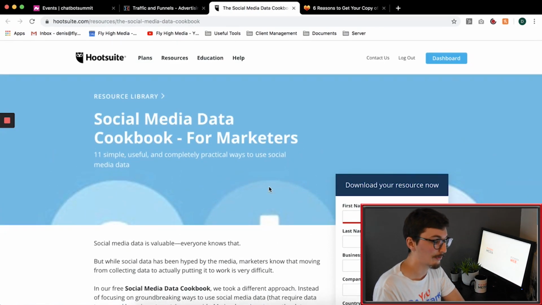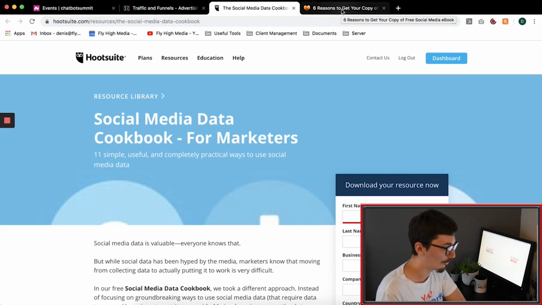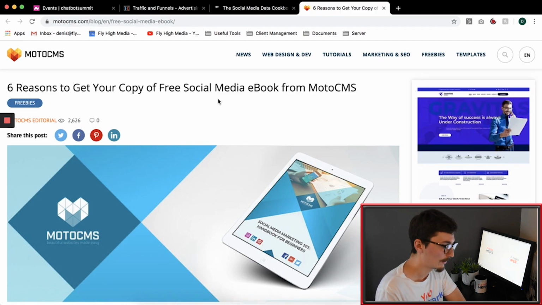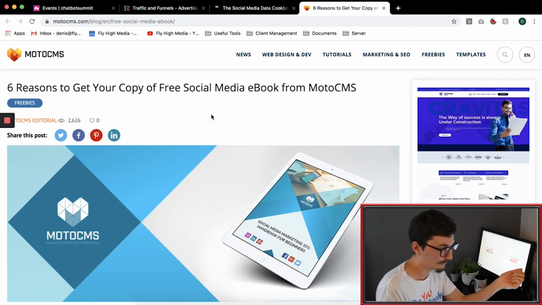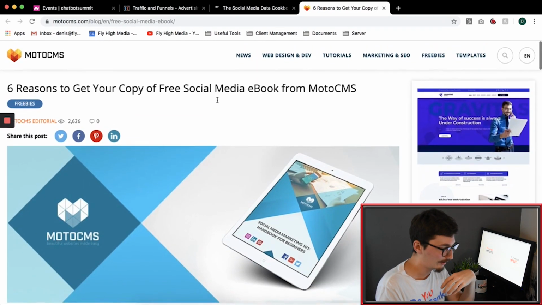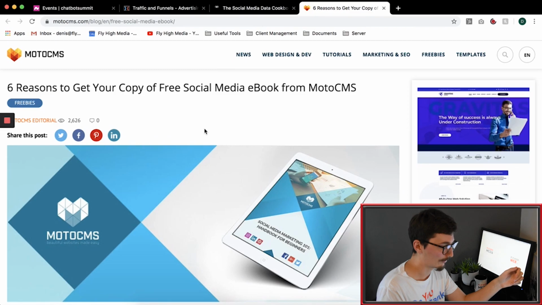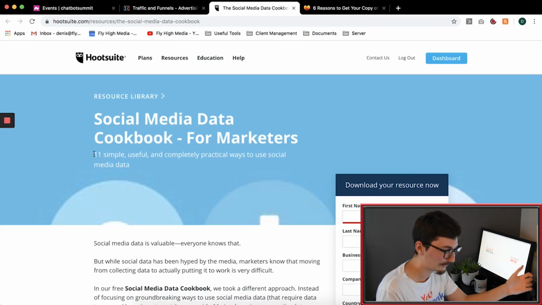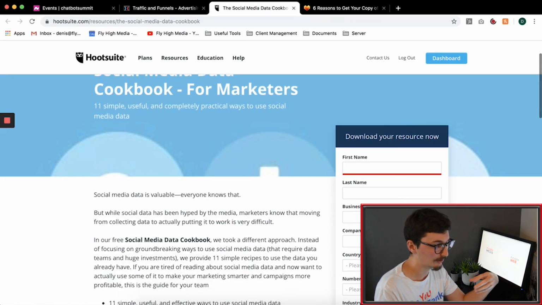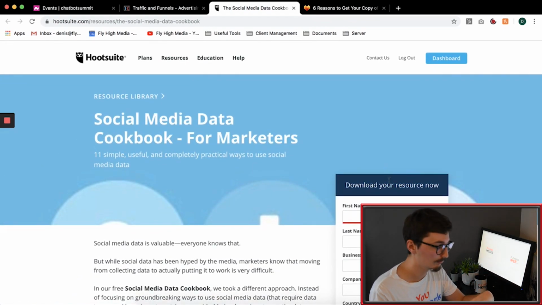So now let's jump into a bad example of a lead generation landing page. It's a very similar thing. They're giving away a copy of a social media ebook. Now, obviously, the first thing, actually a positive that I'm going to mention, is the mock-up. However, when I land on this, I get no value up until I scroll down. All I get is the title, whereas here, obviously, I can still read a bit of a blurb of, you know, 11 simple, useful, and completely practical ways to use social media data. Obviously, there's a form which informs me that they want me to fill this out in order to get this cookbook sent to me, so I already know what I'm doing.